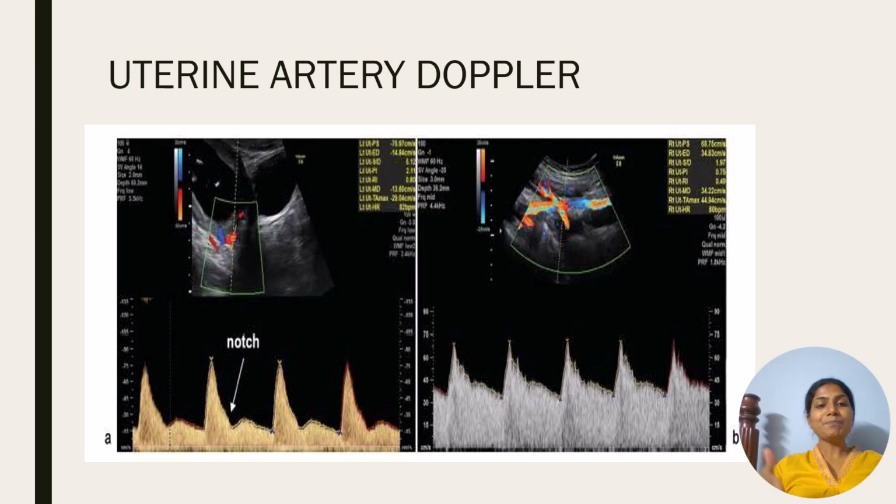But what about the second and third trimester? As the gravid uterus grows, the uterine artery will be more laterally placed.